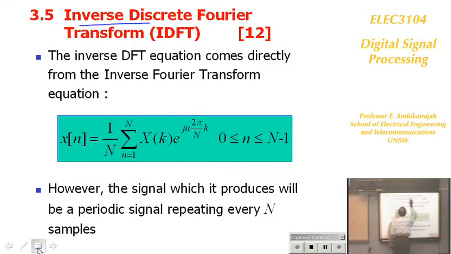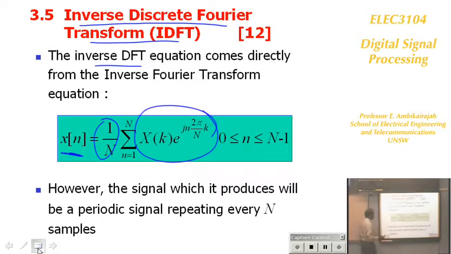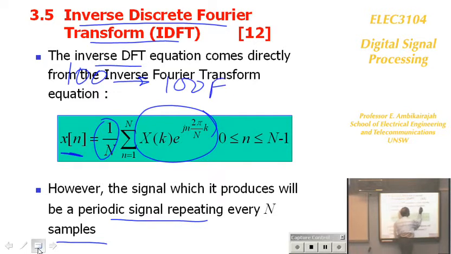Inverse discrete Fourier transform: how do you do that? Basically, you go back to the inverse equation which we defined earlier, x[n] equals 1 over N times that. However, the signal it produces will be a periodic signal repeating every N samples, because we assumed it was periodic. So if it produces 100 samples, it assumes those 100 samples are repeating. Because you started with 100 time samples, you got 100 frequency points, and if you take the inverse, you get 100 time samples, and that's repeated.